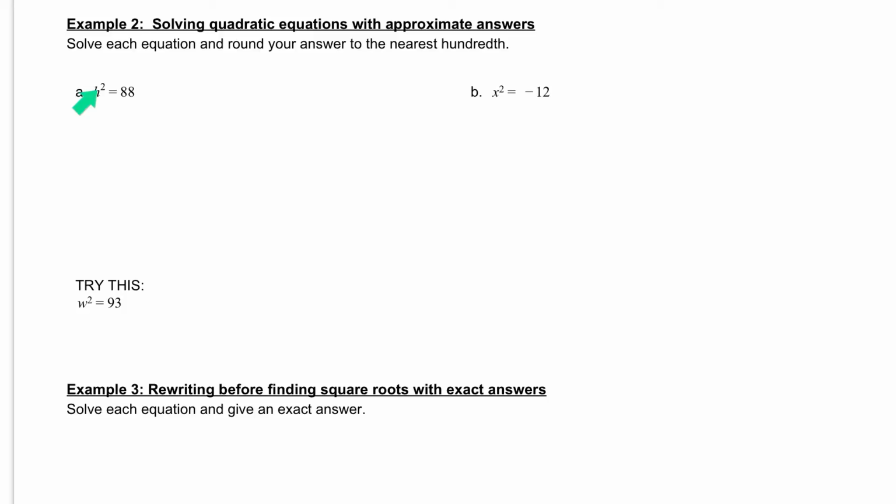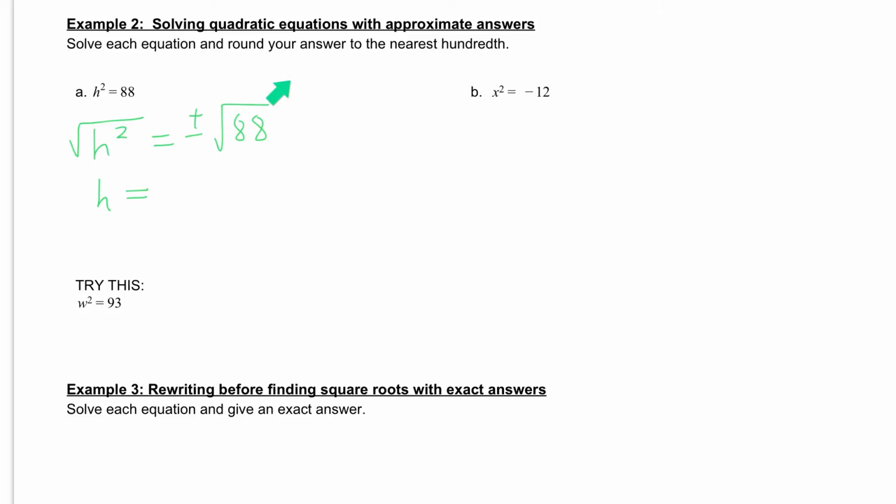We still have to get rid of that 2, that exponent, and to do that we can take the square root of both sides. So I'm going to take the square root of h squared, and then plus or minus the square root of 88. The square root and the squared, they undo each other, so the h comes out. And then I have this plus or minus the square root of 88. Now I don't have to worry about simplifying it because I just want an approximate answer.